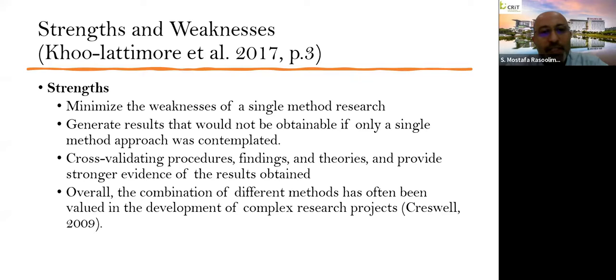There are some strengths and weaknesses for mixed method. Strengths: using mixed method can minimize the weaknesses of one single method and generate results that are not possible using one single method. So you can combine these two methods to get richer results and, as we explained, you can complement the result, you can have a complete picture, you can have diverse results, and you can compensate the result of one by the other method. You can cross validate the findings, if you have the same result from qualitative and quantitative. And overall, the combination of different methods, especially for complex situations, can be more useful and can give you a comprehensive picture of the social phenomena that you are investigating.